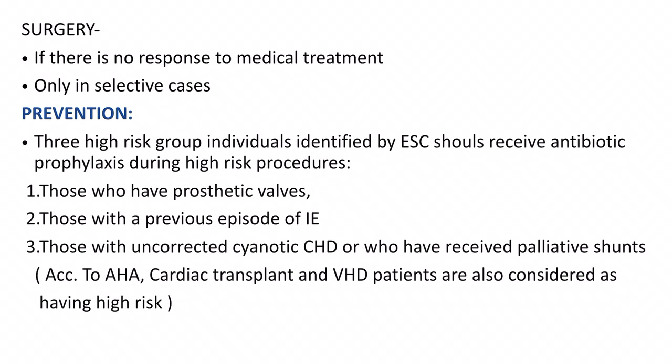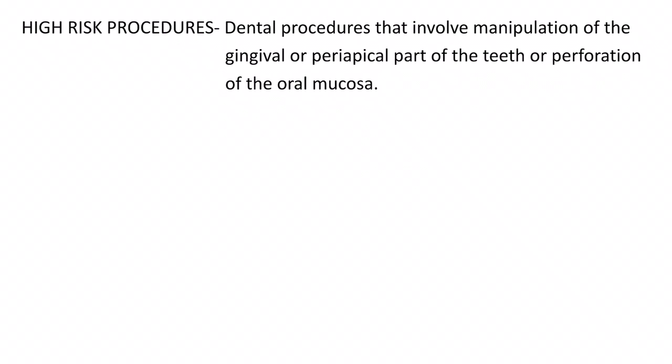And according to the AHA, the American Heart Association, even cardiac transplant and valvular heart disease patients are also considered as having high risk. So these high-risk individuals, when they undergo high-risk procedures like dental procedures which involve manipulation of the gingival or periapical part of the teeth or perforation of the oral mucosa, should be given strict antibiotic prophylaxis to prevent the onset of infective endocarditis.